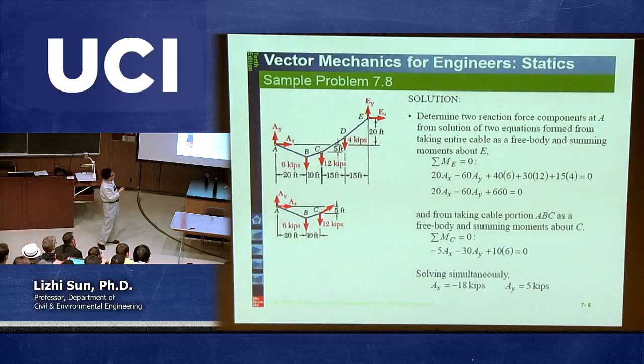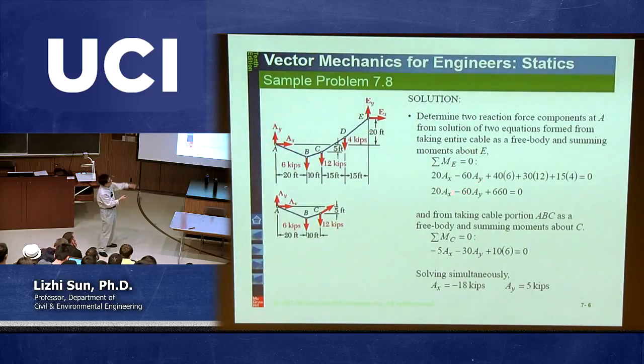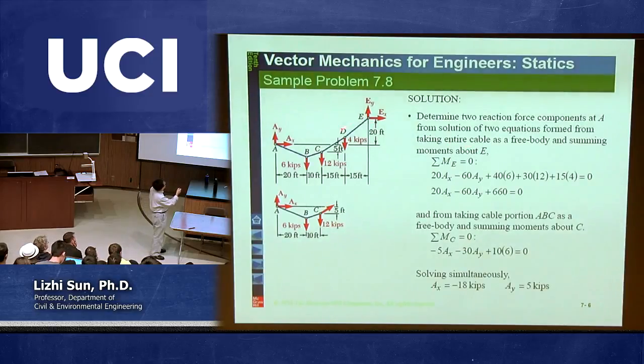You can easily write down the other 2 equations by collecting all the forces in X direction and all the forces in Y direction. However, if you go back to the original overall structure, even though you have 4 unknowns, if you take a moment at this point E, then you only have AX, AY involved in that equation. If that's the case, you can combine these 2 equations to solve for the 2 reactions, AX, AY.